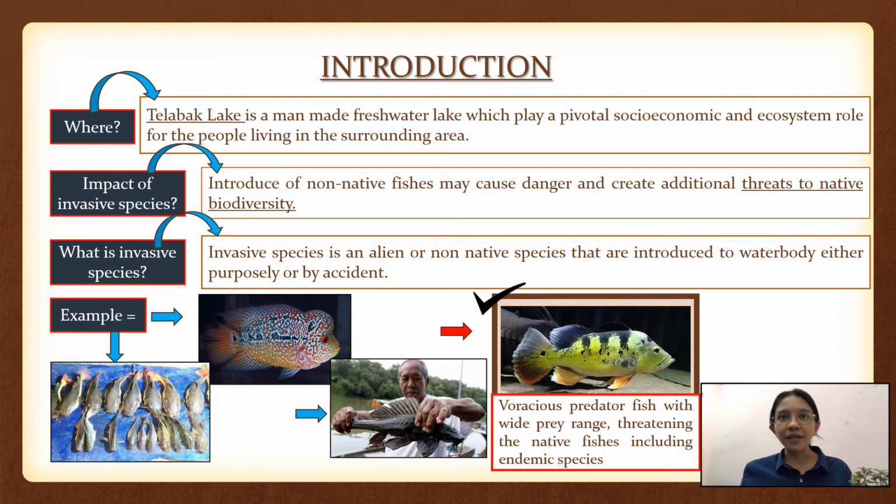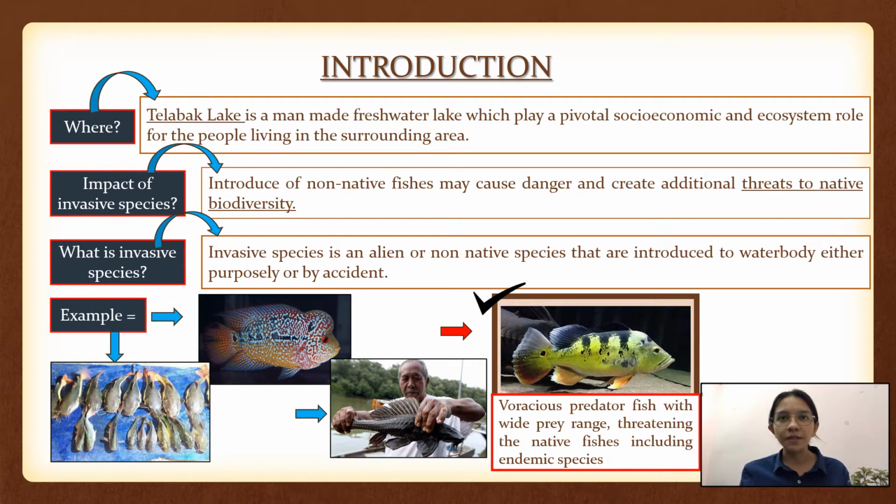This research was conducted at a man-made freshwater lake, Talabat Lake, which is known for the vast diversity of aquatic life and fishes that play an important role to the local people. Hence, introductions of invasive species into this lake will cause reduction of native species and might disrupt the food chain and cause a threat to the biodiversity.